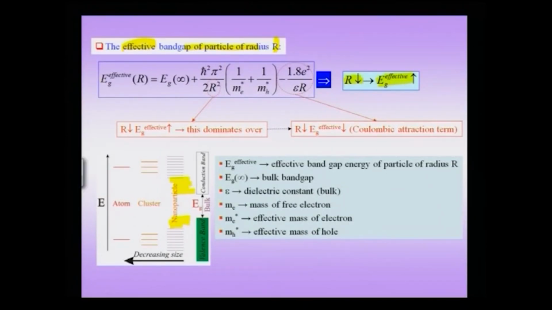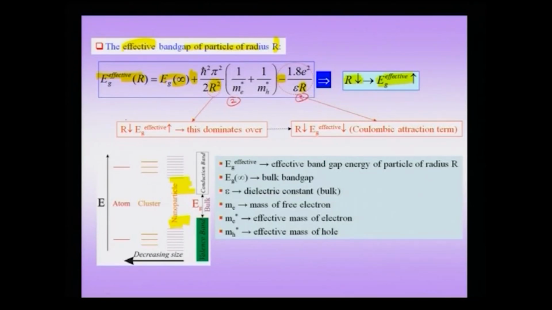If you look at the formula for E_G effective as a function of r, there is of course the band gap energy of a bulk semiconductor as the first term, but there are two more terms. One is a positive term going as 1 by r square, and second there is a Coulombic term which is a negative term coming as 1 by r. But since the 1 by r square term dominates over the 1 by r term, which is a negative term, this is my second term and this is my third term.